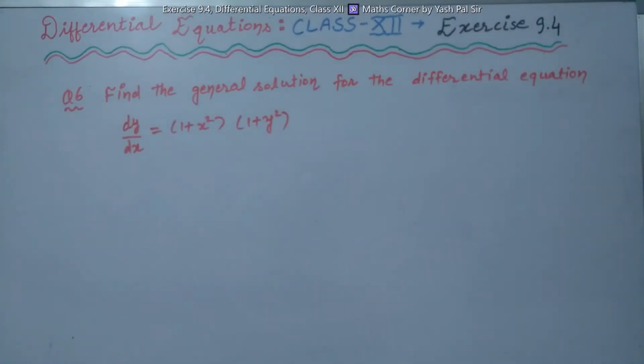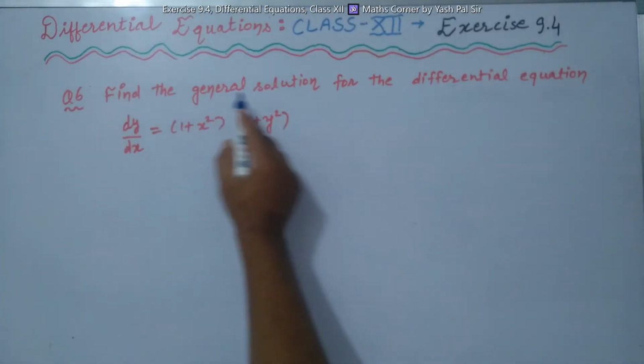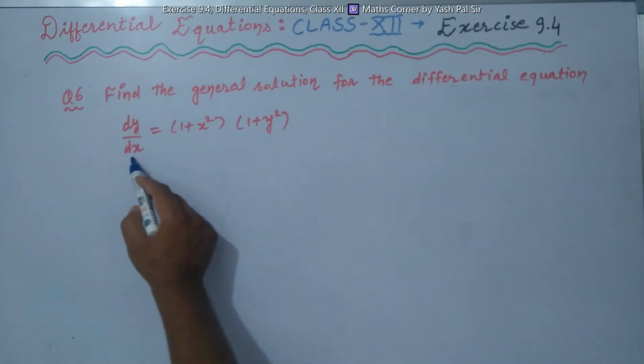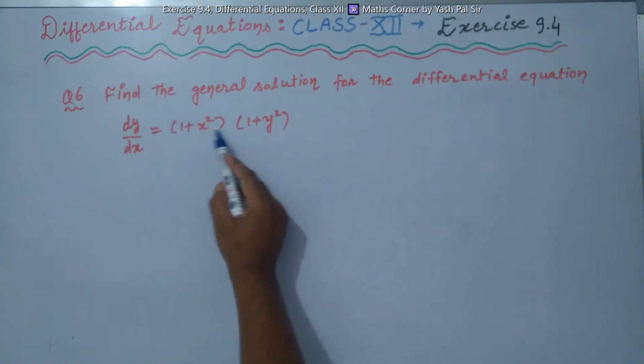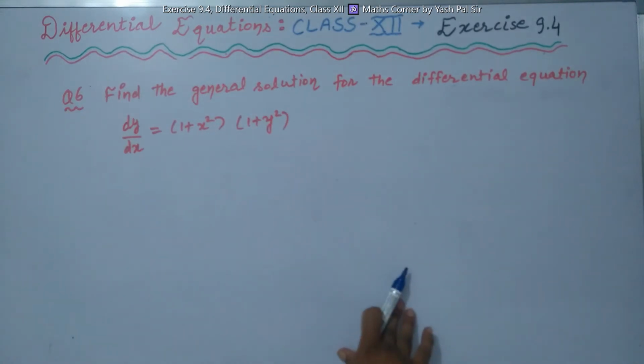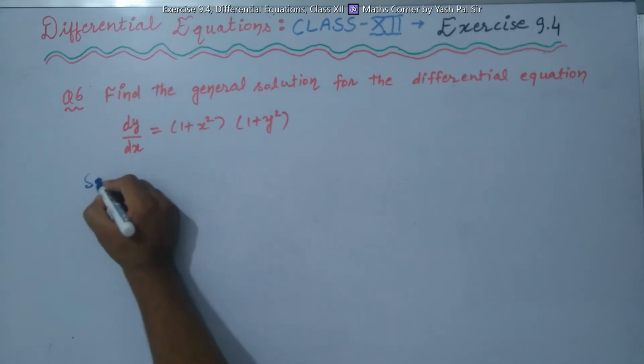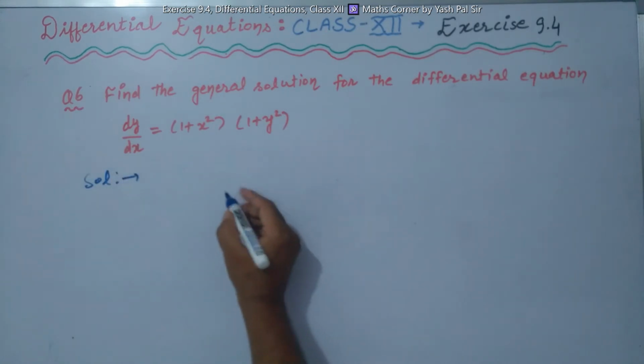Next we have question number 6. Find the general solution for the differential equation dy upon dx is equal to 1 plus x square into 1 plus y square. So first of all, separating the variables.